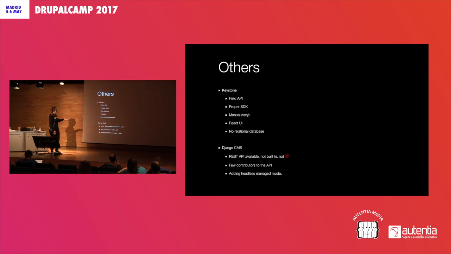The other one I see a lot of people using is Django CMS, written in Python. It has a REST API available. It's not built in. It's not 100% there yet from the last time I checked. There's only a couple of people working on it. Again, not trying to do so many complex things as we are. But one of the things that is interesting and that is on their roadmap is that they want to add a headless managed mode. So they want to be able to configure everything in Django CMS via a headless interface.